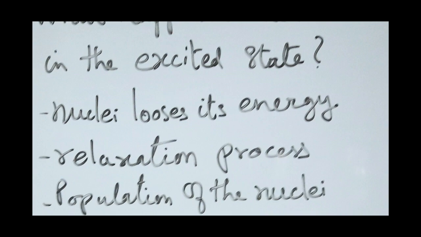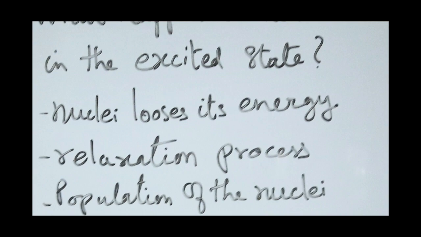See, the nuclei loses its energy in the excited state and returns to the ground state. Because of that, the number of nuclei, called the population of the nuclei, in the ground state is more than the excited state. But the nuclei goes to the excited state continuously because of the injection of electromagnetic radiation. So it should be a continuous process, and the population should be higher in the ground state than in the excited state.